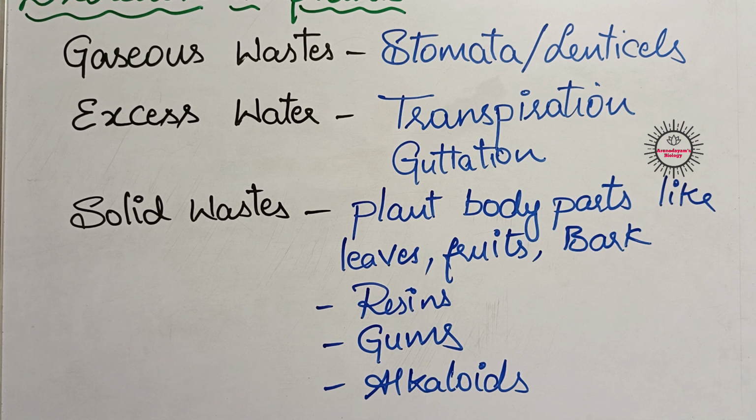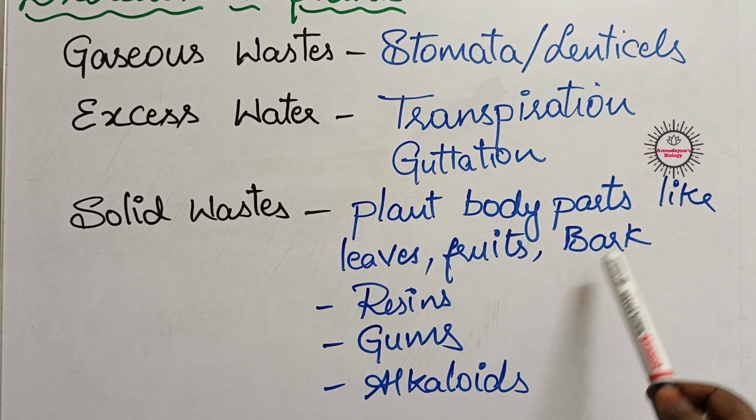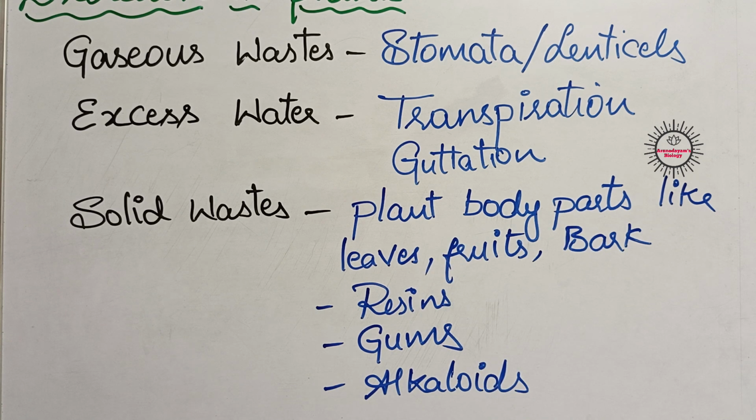That's why some leaves and fruits are unpleasant to taste. Why? Because they contain the nitrogenous waste materials of plants. So much dead tissue is present in plants, and that dead tissue is nothing but bark, which will be dropped off from the woody stems. In that way, plants remove solid waste materials. Plants also produce waste materials in the form of resins, gums and alkaloids, which are used by human beings for their purposes.